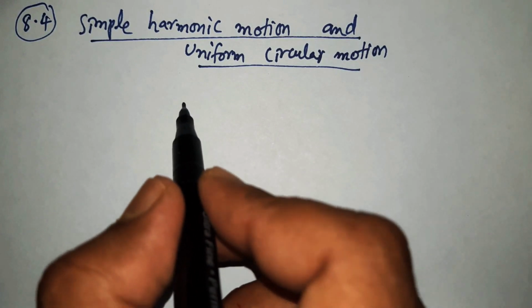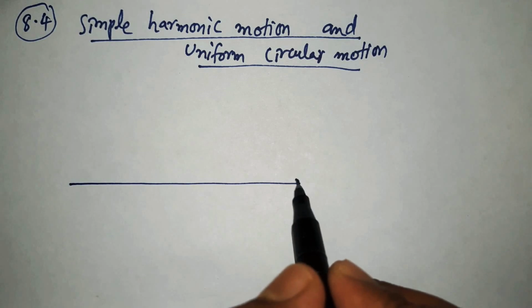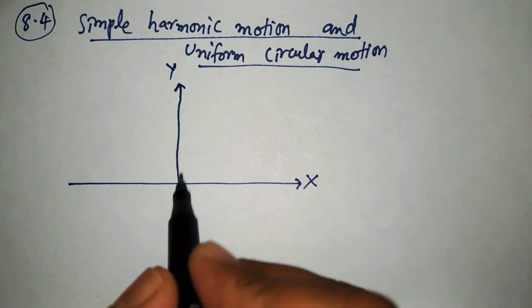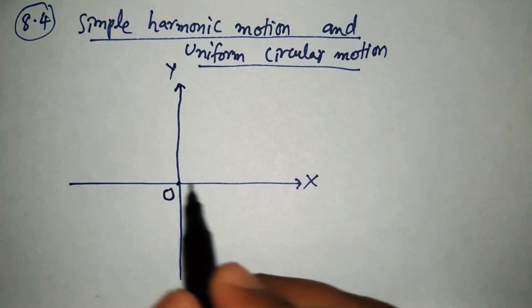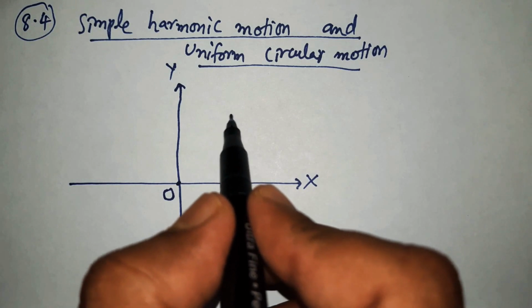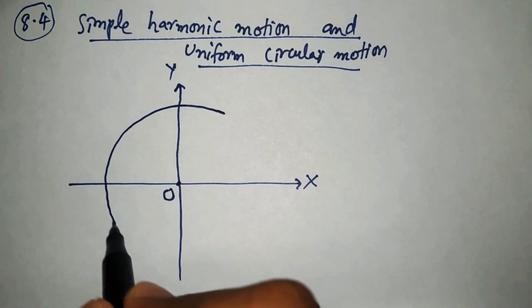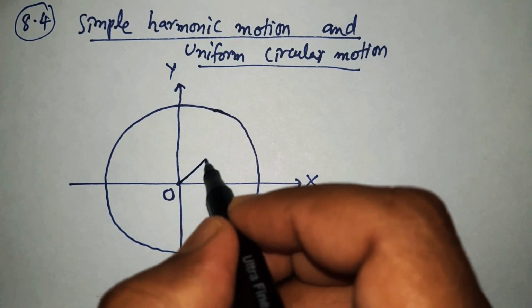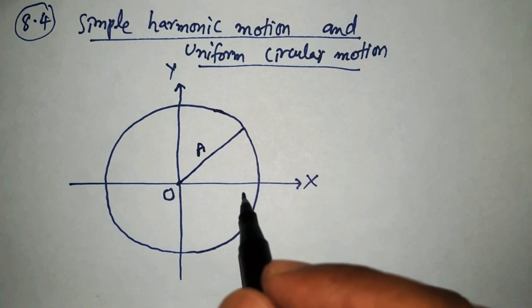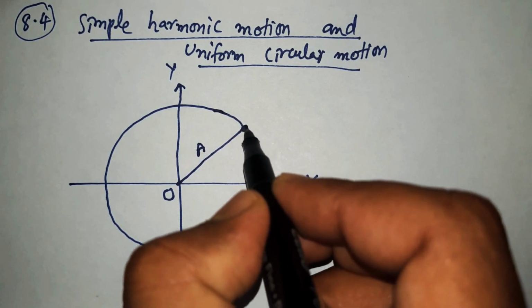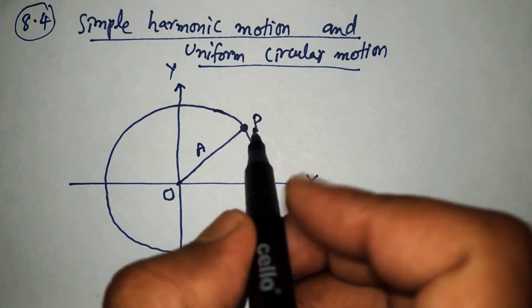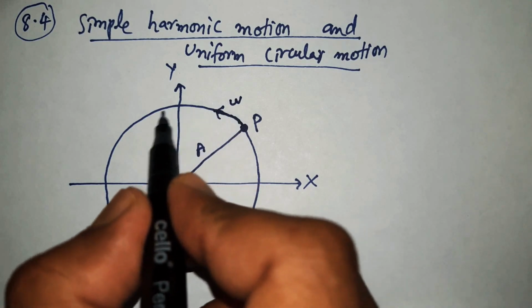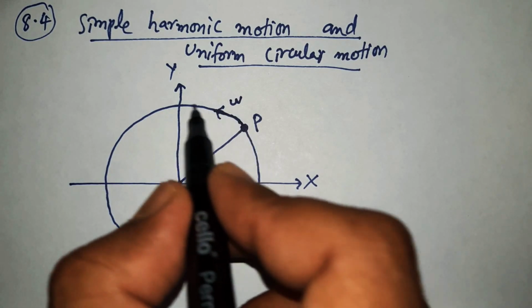Here I am taking x-axis, y-axis. Here it is origin. Here I am taking a circle of radius a. Let us consider a particle P moves with a constant angular velocity omega along the circumference of a circle in anti-clockwise direction.